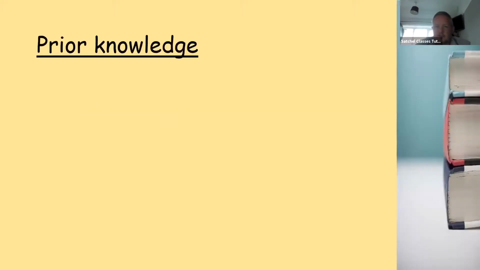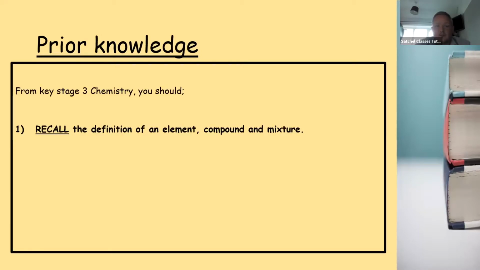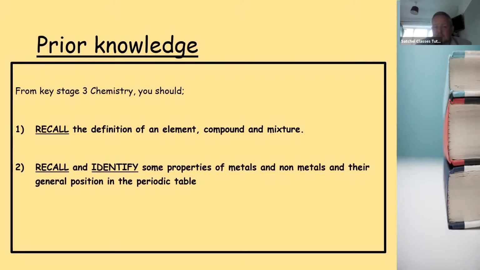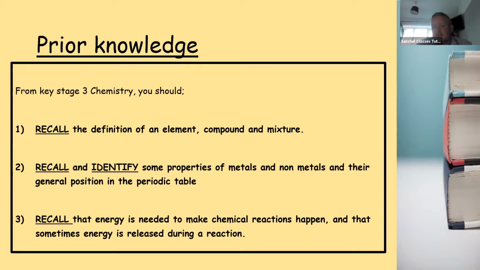So prior knowledge, what you need to know from Key Stage 3. You should remember from chemistry the definition of an element, compound and mixture. You should be able to recall and identify some properties of metals and non-metals and their general position in the periodic table. You should also recall that energy is needed to make chemical reactions happen and that sometimes energy is released during a reaction.